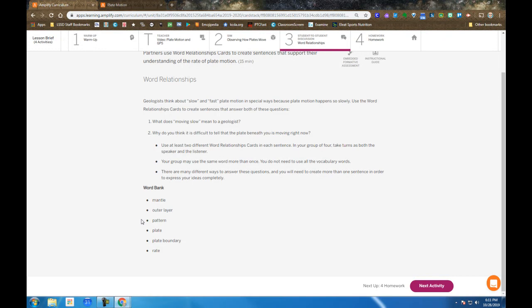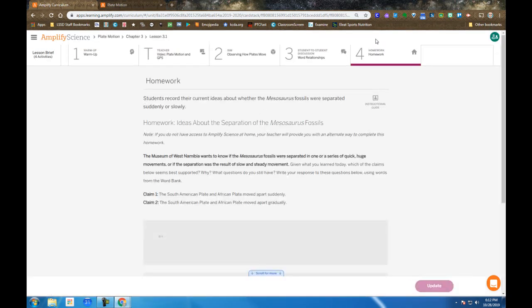The word bank's on your screen, but we also have the cards in your tubs, or if you're at home, you can go into the resources folder and take a look at those. Once you've completed that, move on to the next activity, which they always call homework. We always do it in class.